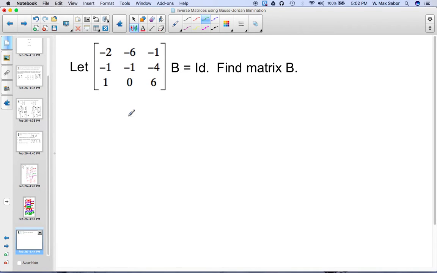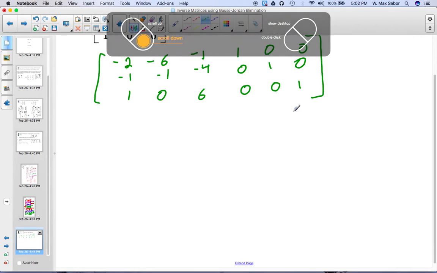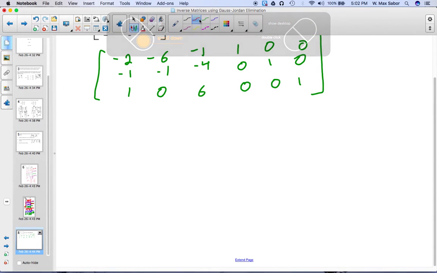Here's another example of finding a 3 by 3 inverse. So here we have a matrix times another matrix equals the identity. So we know that they have to be inverses. So when we want to find the inverse, we want to set up the original matrix followed by the identity matrix, and solve this using elementary row operations.